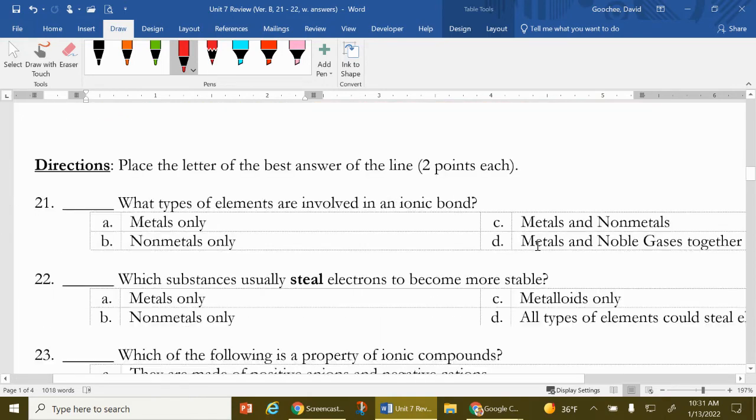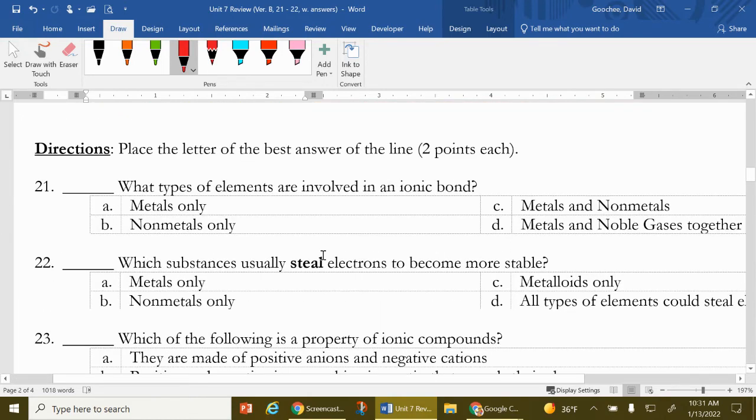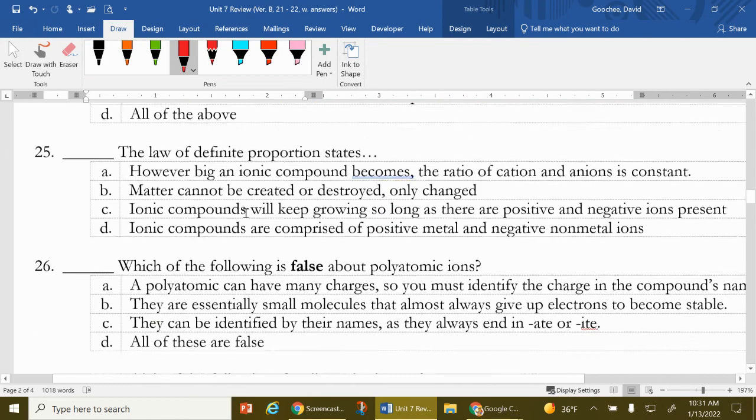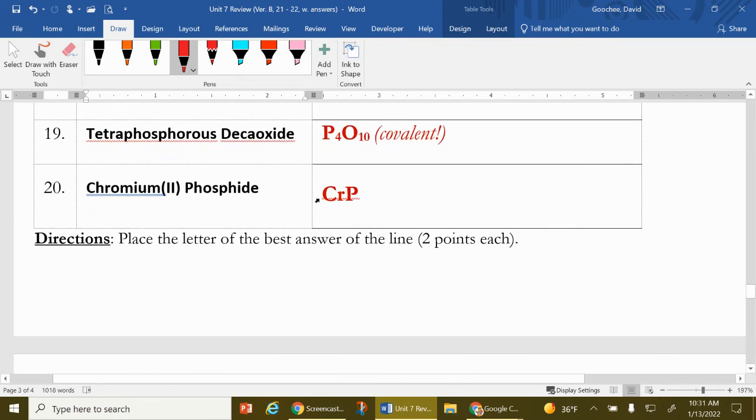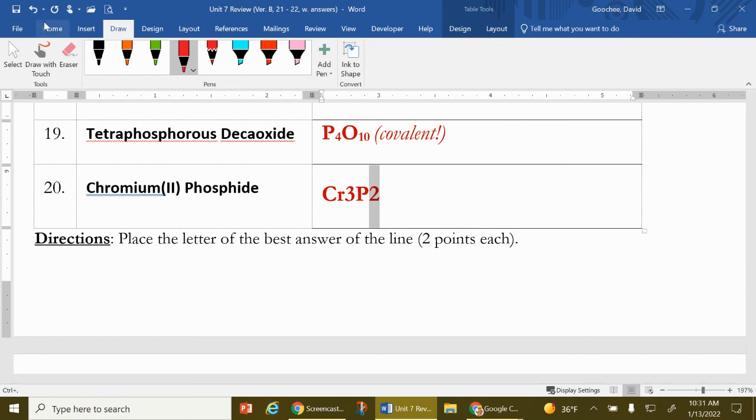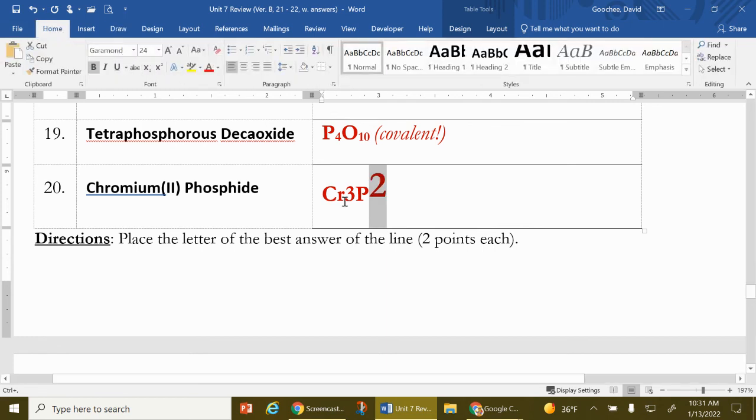Let me know if you have any questions. There are some multiple choices on here. I'm not going to walk through the multiple choices because if you scroll down to the bottom of the test, not only will you find, oopsie, I messed up that Cr3P2, we are human. If you spot an error in what I've done, let me know and I'll give you a bonus point.